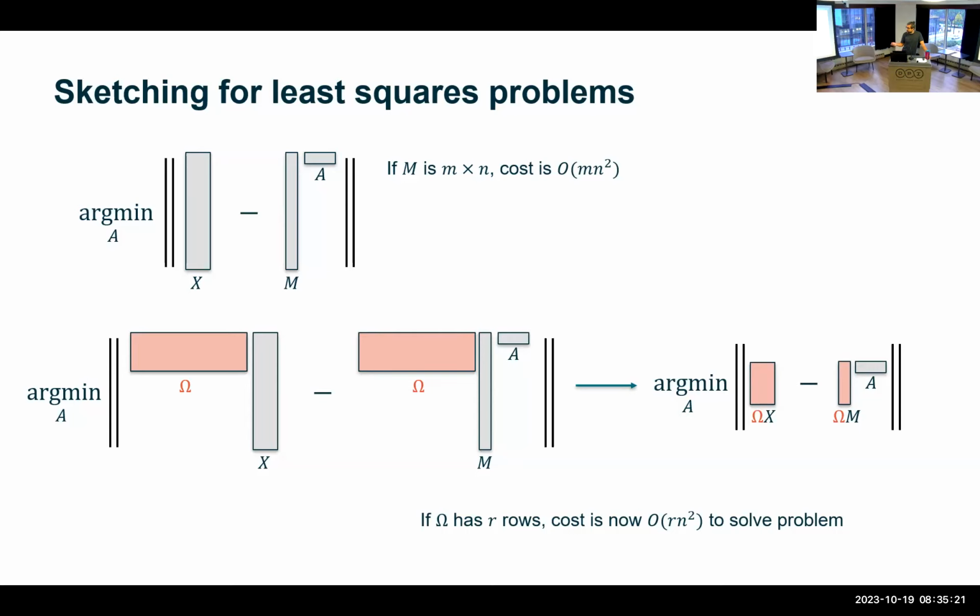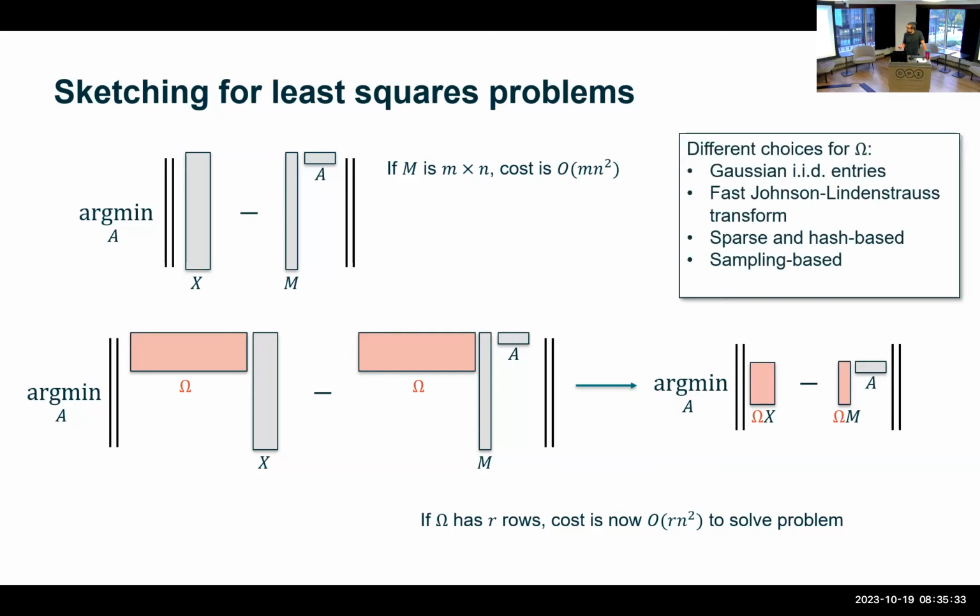Because if you look at this for a little while, if this is just a dense matrix, then this multiplication here is more expensive than this original cost, so it doesn't necessarily make sense. So how do you do this, and how do you choose omega? I'll say a little bit about that. Here's a list of choices you could make, and there's other things you could do as well, but these are the most popular ones.